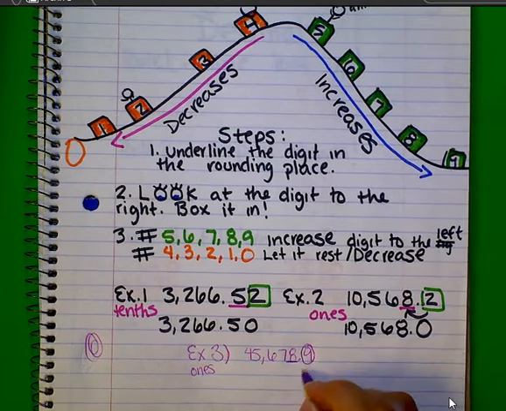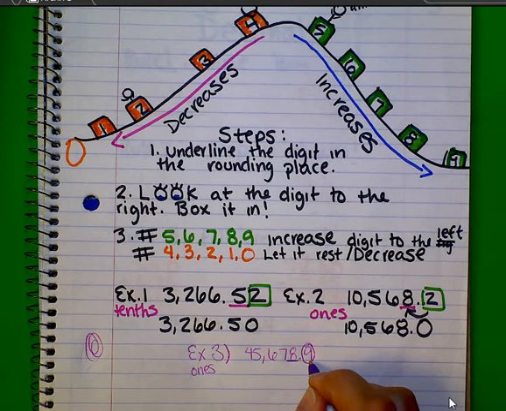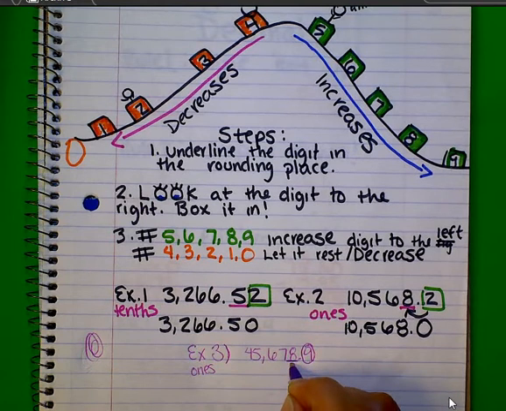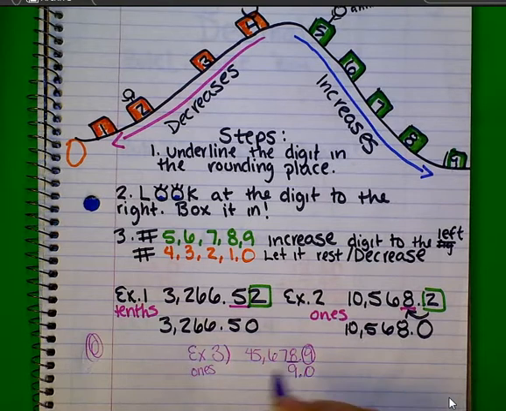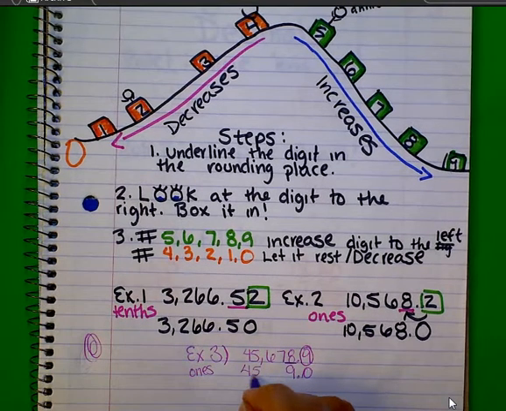But since it's a 9, okay, that means that I'm shoving this digit here up. So it's going to be shoved to a 9, and this turns into a 0. And everything else to the left, it stays the same.